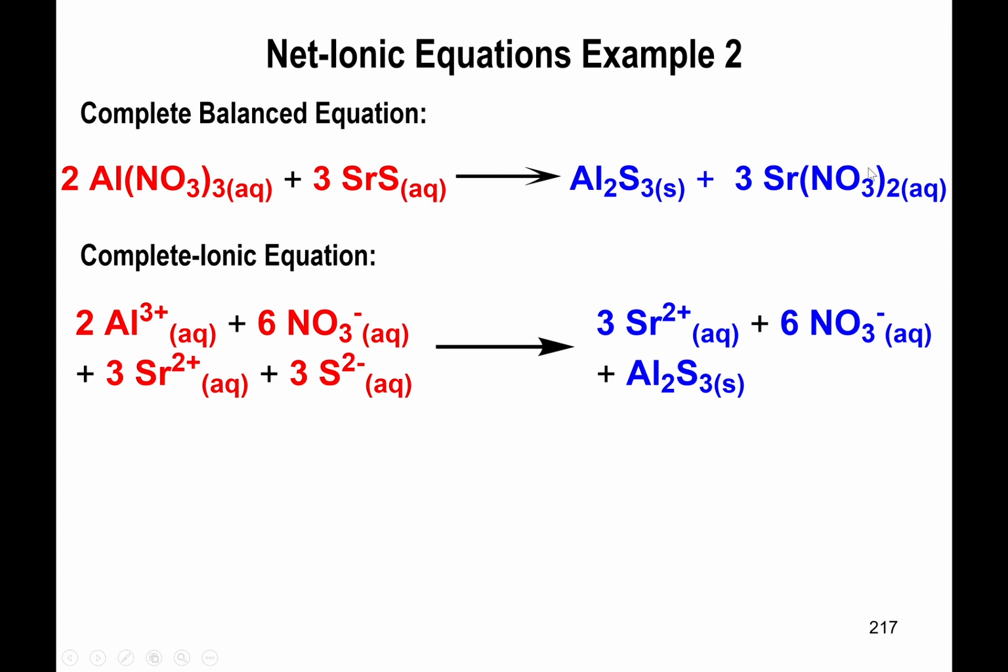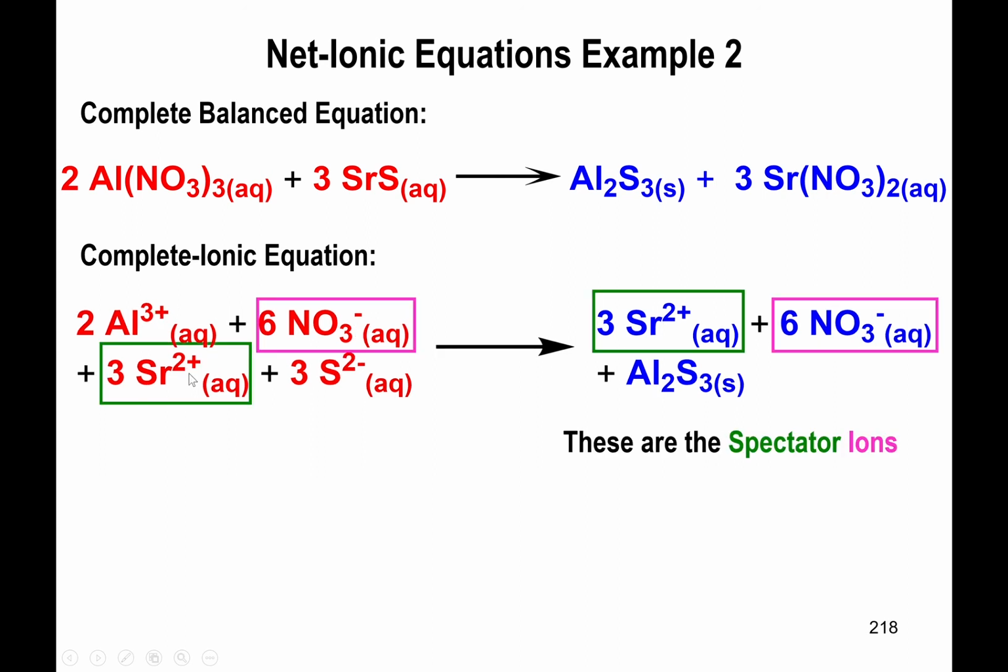Same thing here on the product side. Strontium nitrate is AQ, so you split it up. 3 strontium 2 plus AQ, 3 times 2, giving you 6 nitrate minuses AQ. And since aluminum sulfide is a solid, you keep it the way it is. You don't split that up.